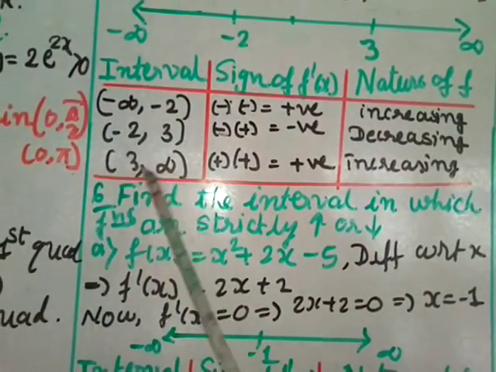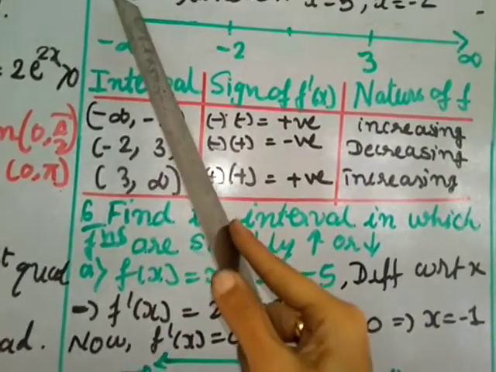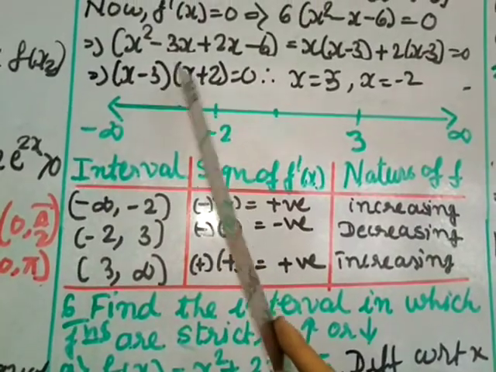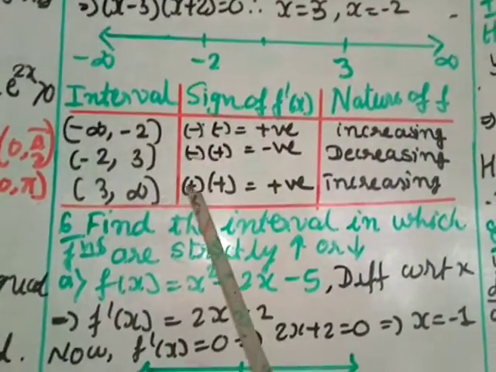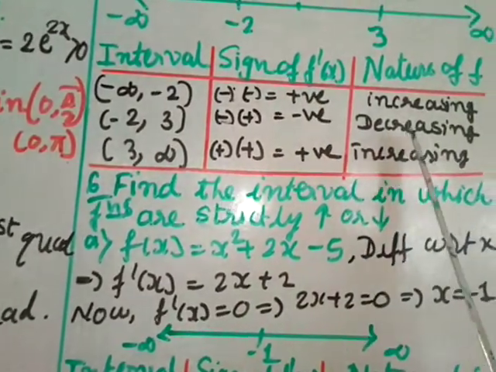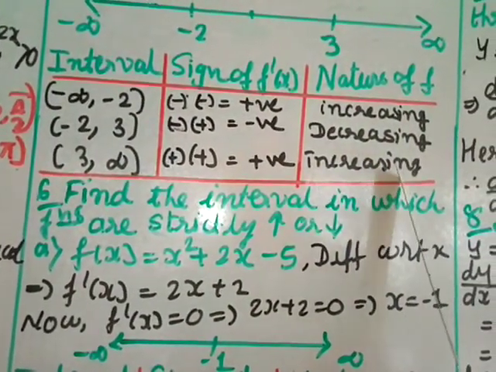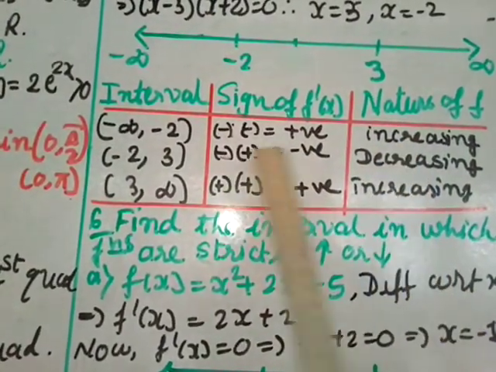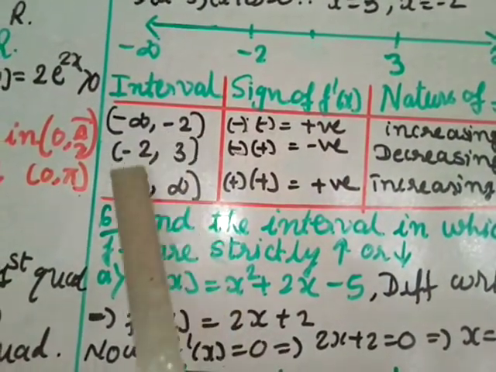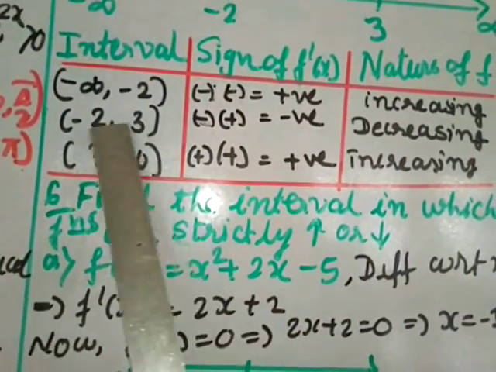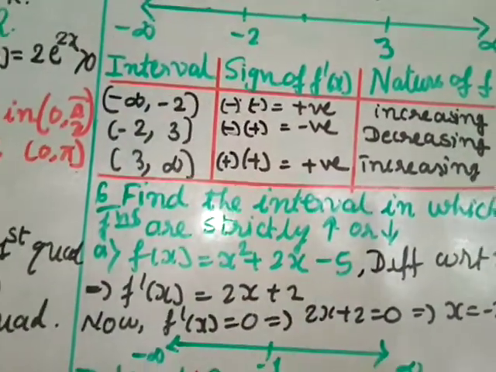Then 3 to infinity, take any value, let us take 4 and put here, 4 minus 3 plus 1, positive. 4 plus 2, positive. Both are positive, so positive answer. If f dash is positive, the nature of f is increasing. Okay, so we can say that the function is increasing in minus infinity to minus 2 and 3 to infinity, and decreasing in minus 2 to 3. So this is the answer.